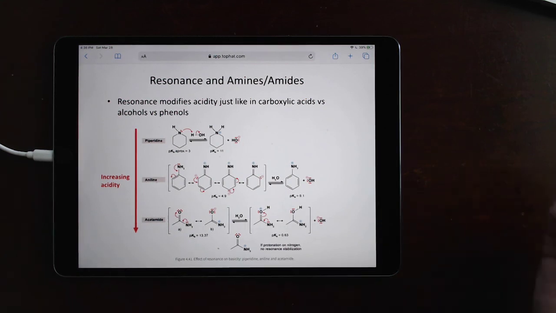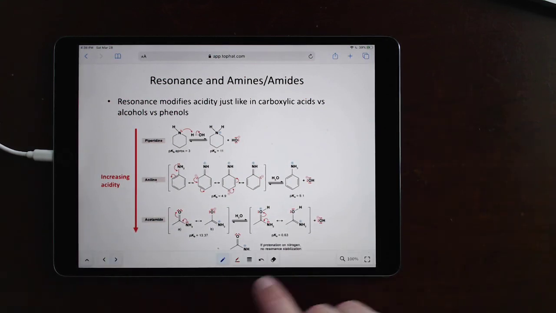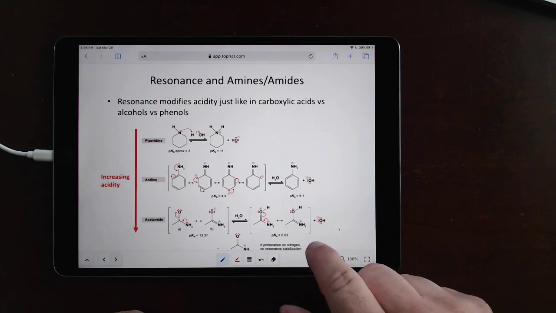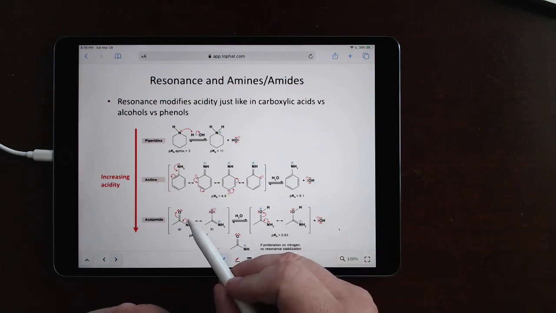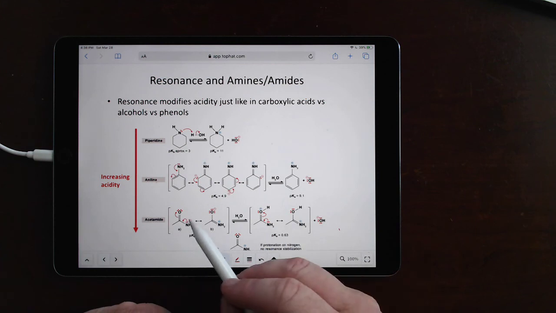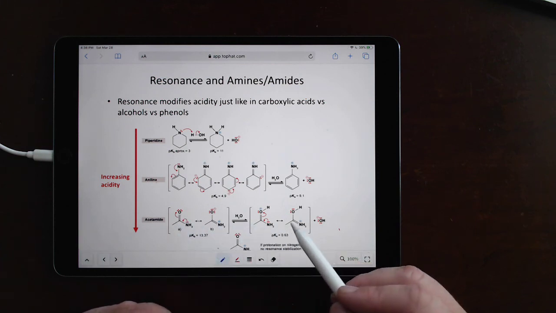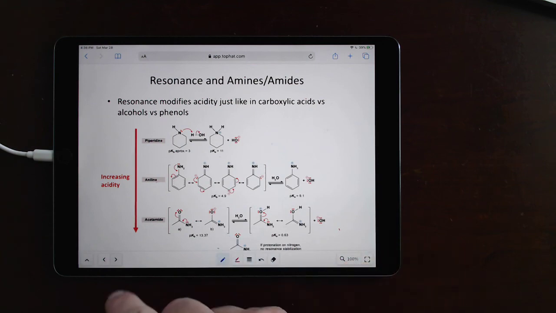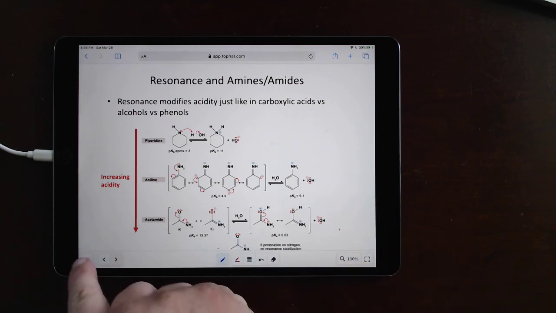And so the nitrogen follows the same rules as for the oxygens. Now, one thing to note is that if this gets protonated, you can't go through this. You won't have the lone pair available to do the resonance. So do be careful with that. Okay, thank you.